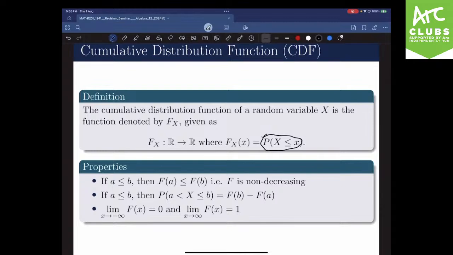If A is less than or equal to B, then my probability of x being between A and B should be equal to F of B minus F of A.